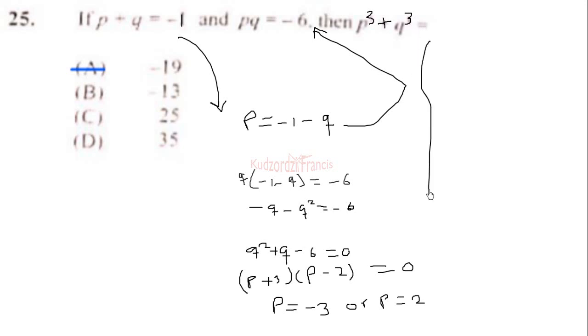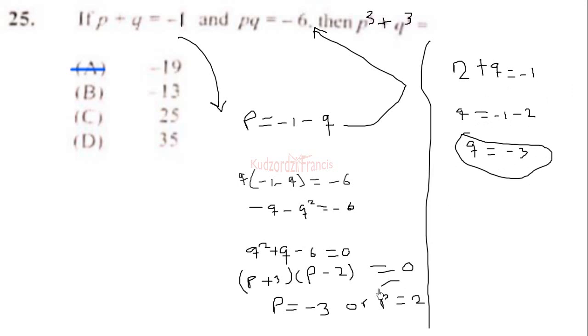Now let's pick one of them and use it. We will get the same answer. If P is 2, we put 2 here. Then we have 2 plus Q is equal to -1. It means that Q will be equal to -1 minus 2, so Q will be equal to -3. So we got an answer for Q and for P. When P is 2, Q is negative 3.